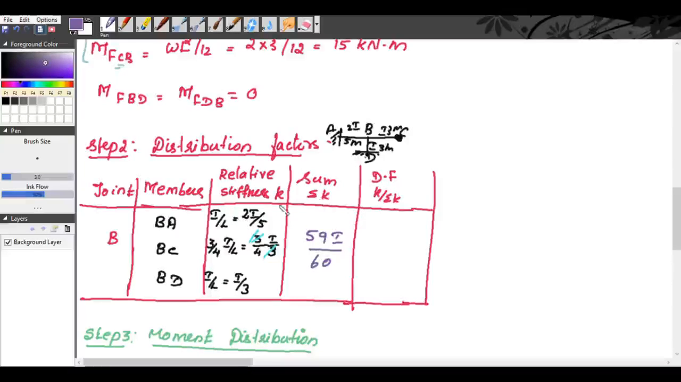So the distribution factor is k by sigma k. So 2I by 5 divided by 59I by 60, we get 0.406. Similarly, k by sigma k, that is I by 4 divided by 59I by 60, we get 0.254. Again, I by 3 divided by 59I by 60, we get 0.340. So this is our distribution factor.